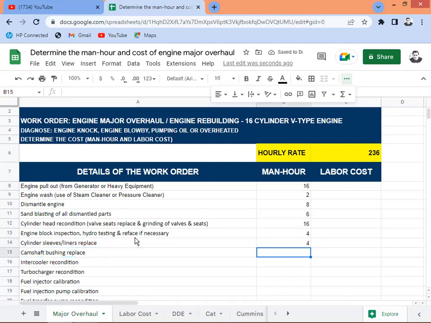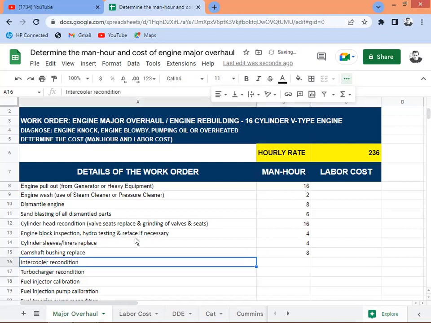Then camshaft bushing replace. You're going to replace the camshaft bushings. The camshaft bushings also have to be pressed, and there are so many bushings in the camshaft. So let's say 4 hours also. I think this would be 8 hours. It will take more time to do this.